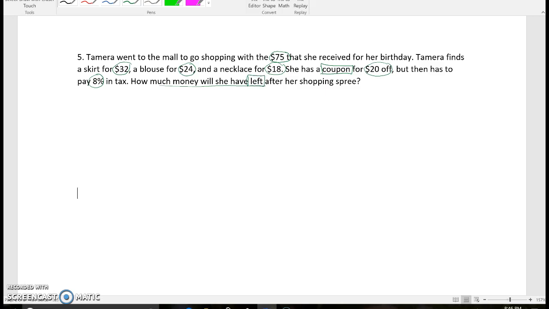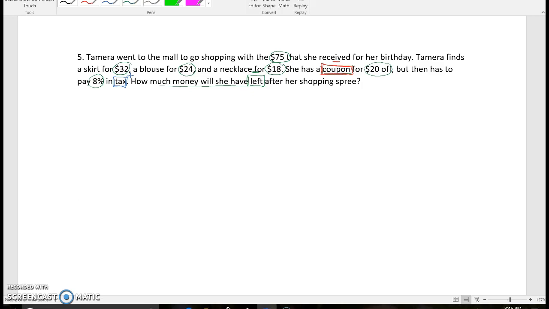Left is a key word. So let's talk about these keywords. Here we have coupon. Coupon means what? Are we paying more or less? Coupon is less money, right? And then she has to pay tax. What do we do with tax? We always have to add tax, right? How much money will she have left? Left means we have to do what operation at the end? Subtract. Good. Y'all are getting good with your keywords.